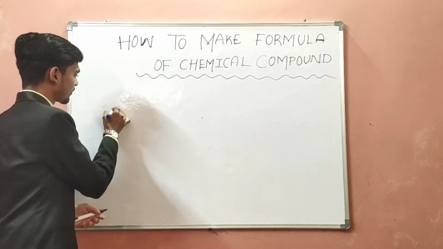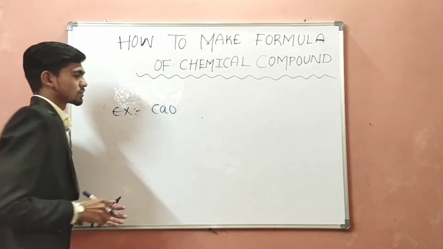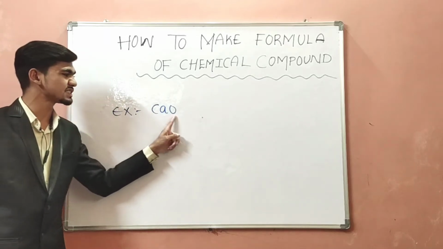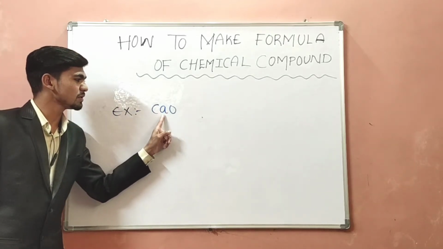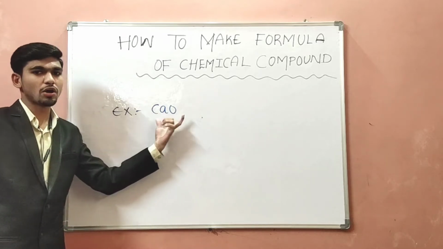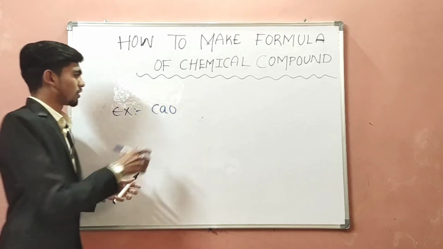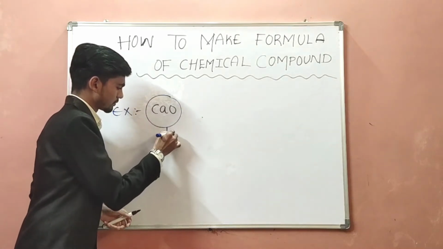For example, calcium oxide. See here, my dear friends, the bond of two dissimilar atoms. Calcium is one atom and oxygen is a different atom. The bond of these two, calcium and oxygen, is called a compound.